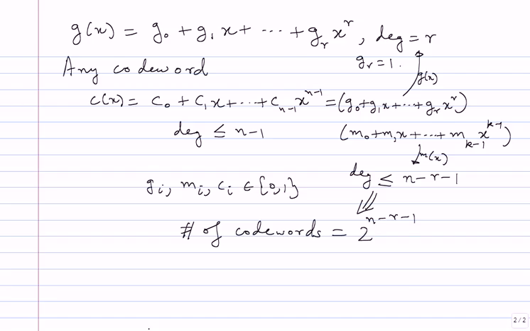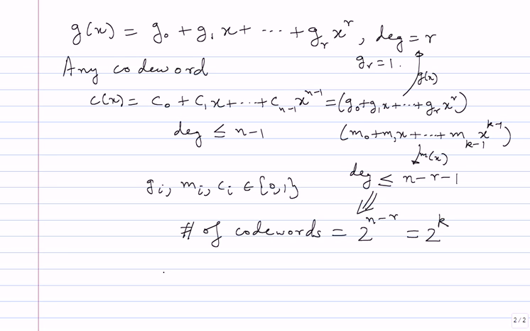Sorry, you're right, it is n minus r. With degree less than or equal to n minus r minus 1, you have n minus r coefficients to choose, so 2 power n minus r. From my knowledge of codes, I know BCH codes are linear codes, so what will be the number of code words? 2 power k. No wonder I picked my m(x) to be m0 to m(k minus 1), which gives me exactly k, the dimension of the code, as the number of coefficients in m(x). That's the idea in picking that.